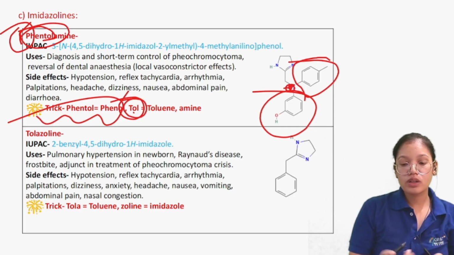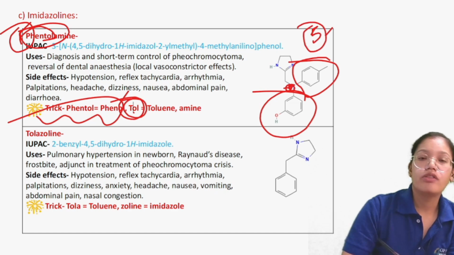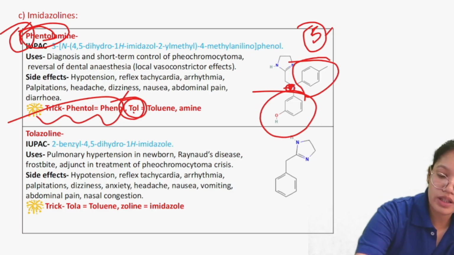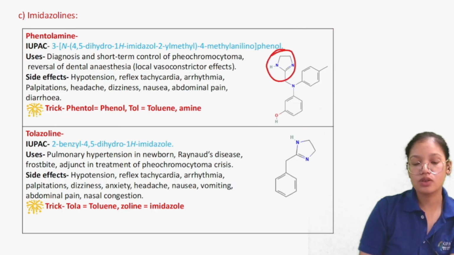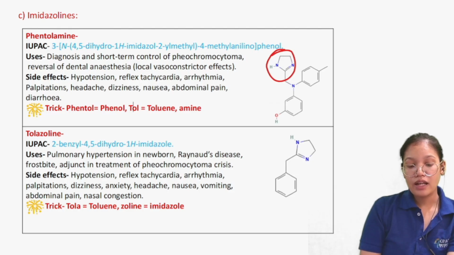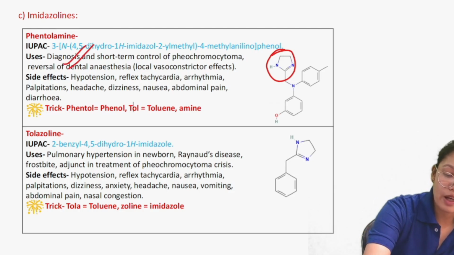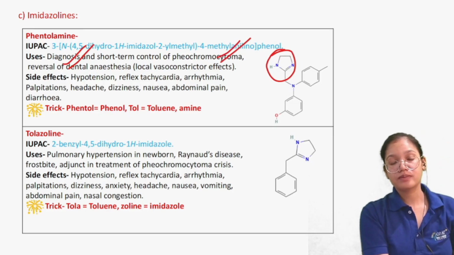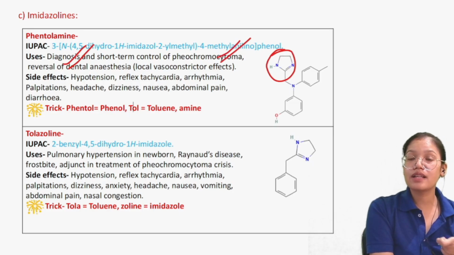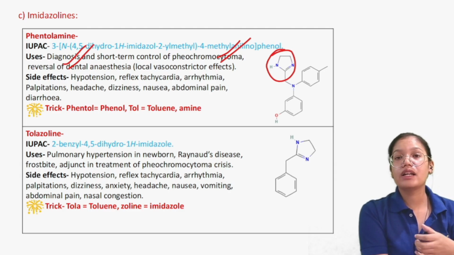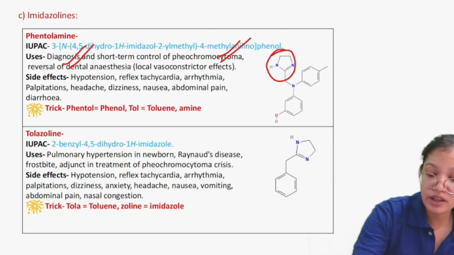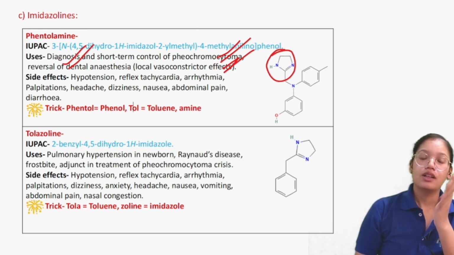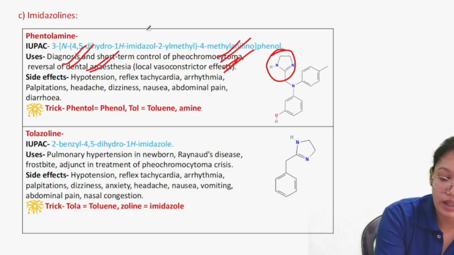Now what is an imidazole ring? A 5-membered ring with 2 nitrogens at first and third position. That is an imidazole ring. Here you can see this is the imidazole. So that is phentolamine. And if we go into the uses, it is used in the diagnosis and the short-term control of pheochromocytoma, then reversal of dental anesthesia. Now why? Basically it has a local vasoconstrictor effect, and due to that local vasoconstrictor effect, for the reversal of dental anesthesia, it can be used.